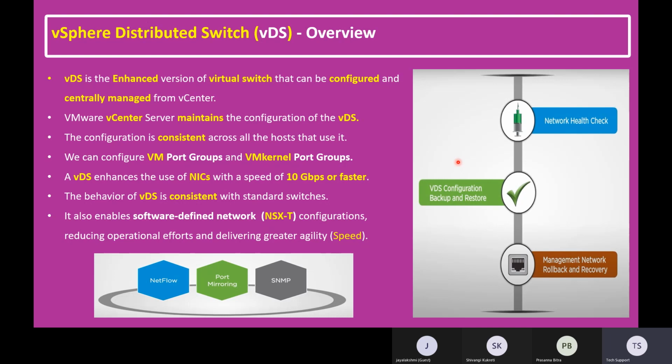Okay, the normal VMware recommended network speed is a minimum of 1 Gbps and a recommended speed of 10 Gbps. Even if you are maintaining very critical applications, you can use more than 10 Gbps also. Okay, and the behavior of the DV switch is consistent with standard switches.